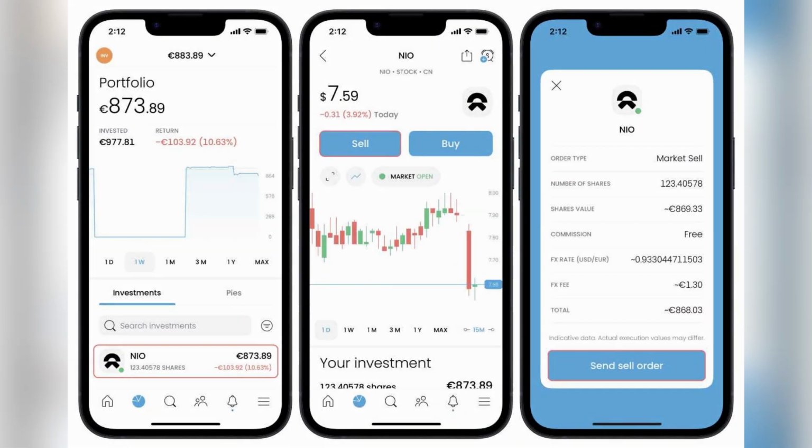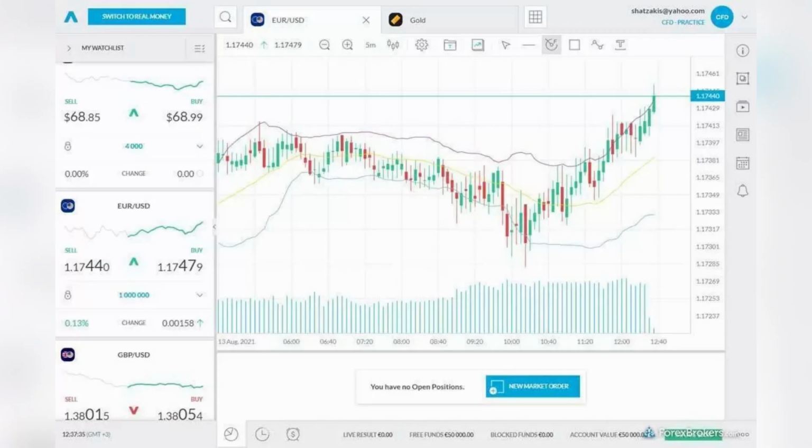Enter the amount you want to trade, and you can also set stop loss and take profit orders to manage risk just like in a real account. Once your trade is placed, you can monitor it in your portfolio, adjust your stop loss or take profit levels, and even experiment with different strategies without any financial risk.